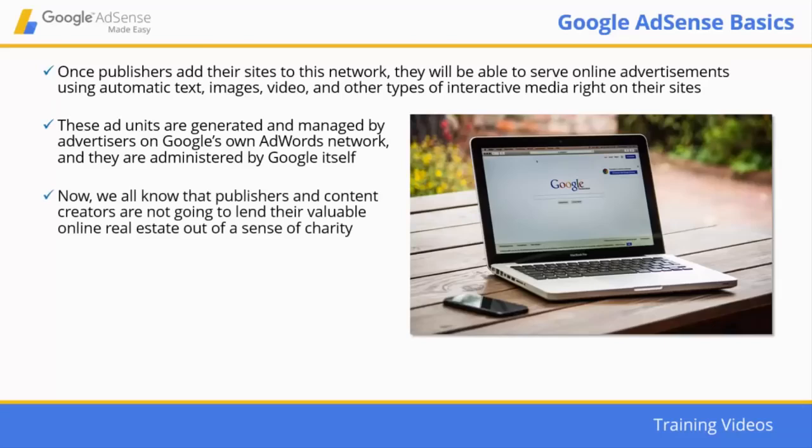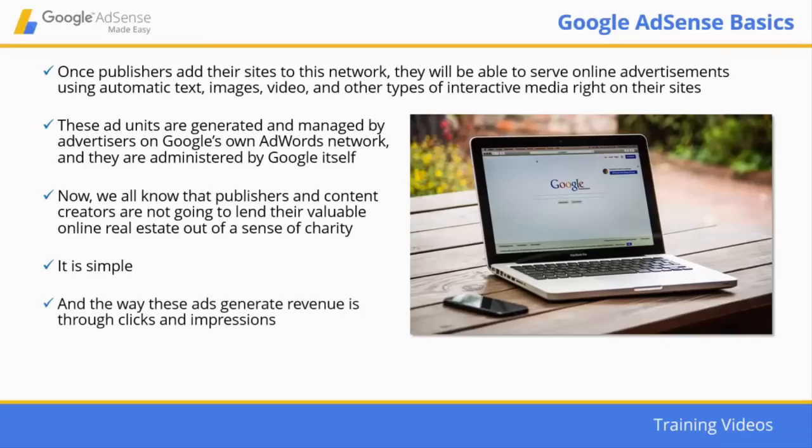But how do AdSense ads generate revenue on a site? It is simple. Advertisers pay Google to put their ads on the AdSense network, and then Google splits those earnings with the owner of the online property where these ads happen to appear. Once again, based on the type of content on the site and its audience. And the way these ads generate revenue is through clicks and impressions.